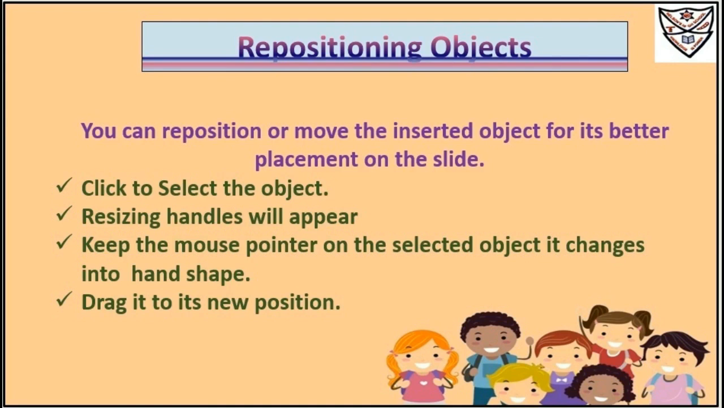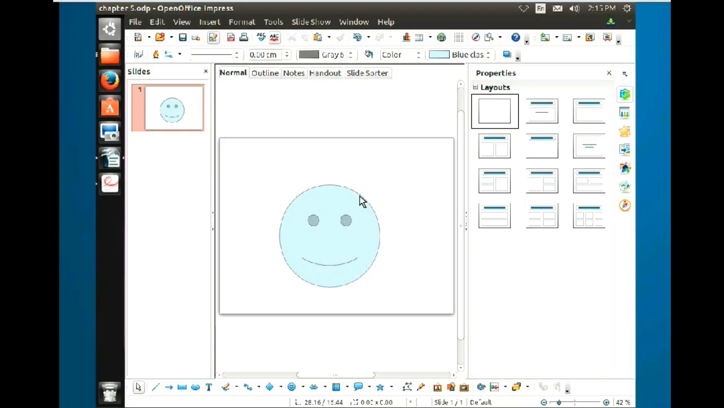Repositioning objects. You can reposition or move the inserted object for its better placement on the slide. Now click to select the object. Resizing handles will appear. Keep the mouse pointer on the selected object and it changes into a hand shape. Drag it to its new position.